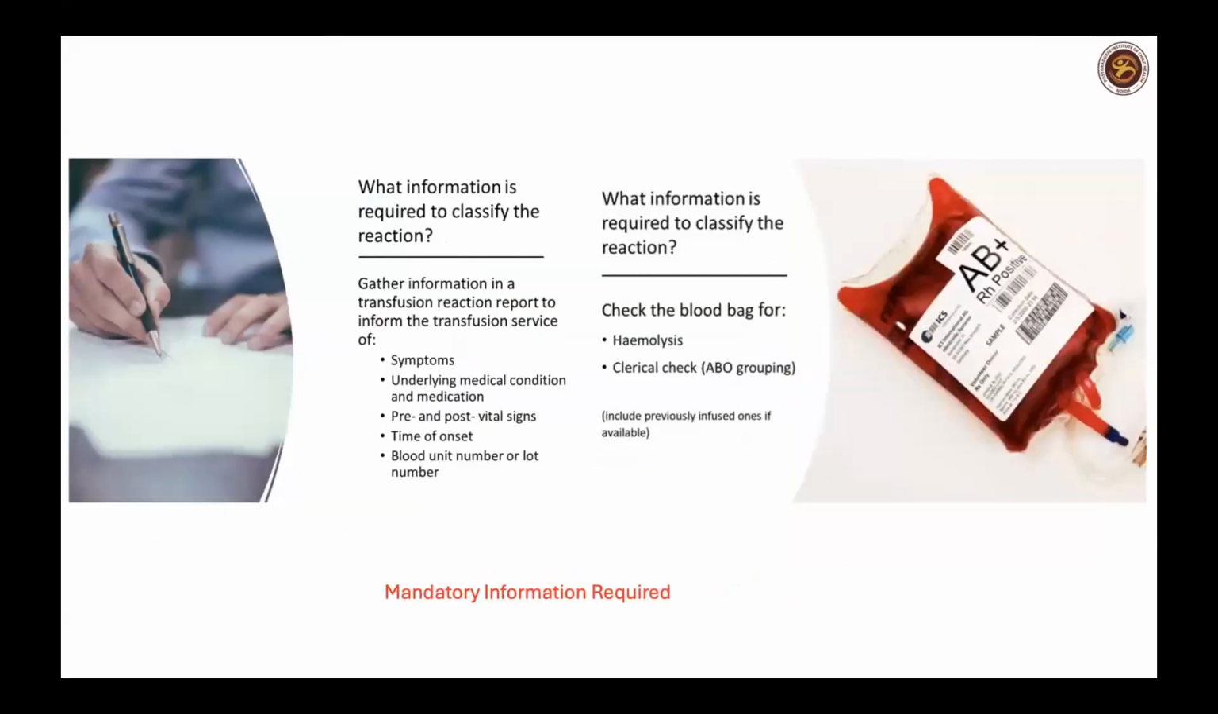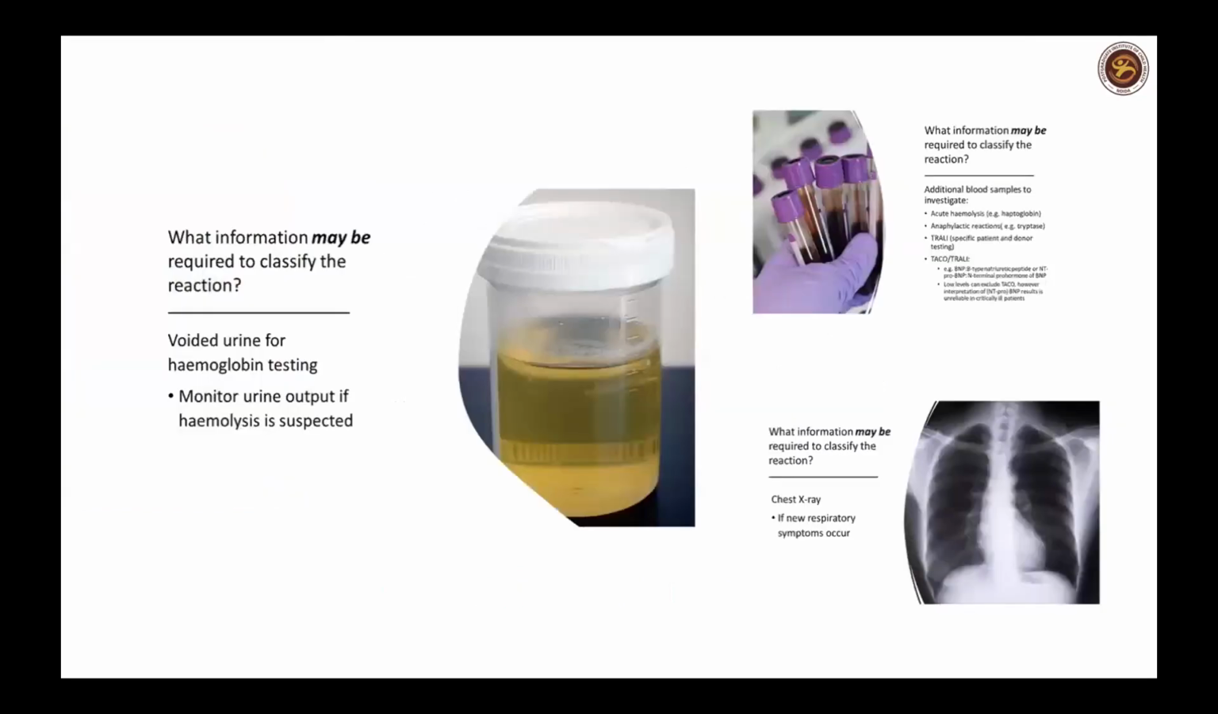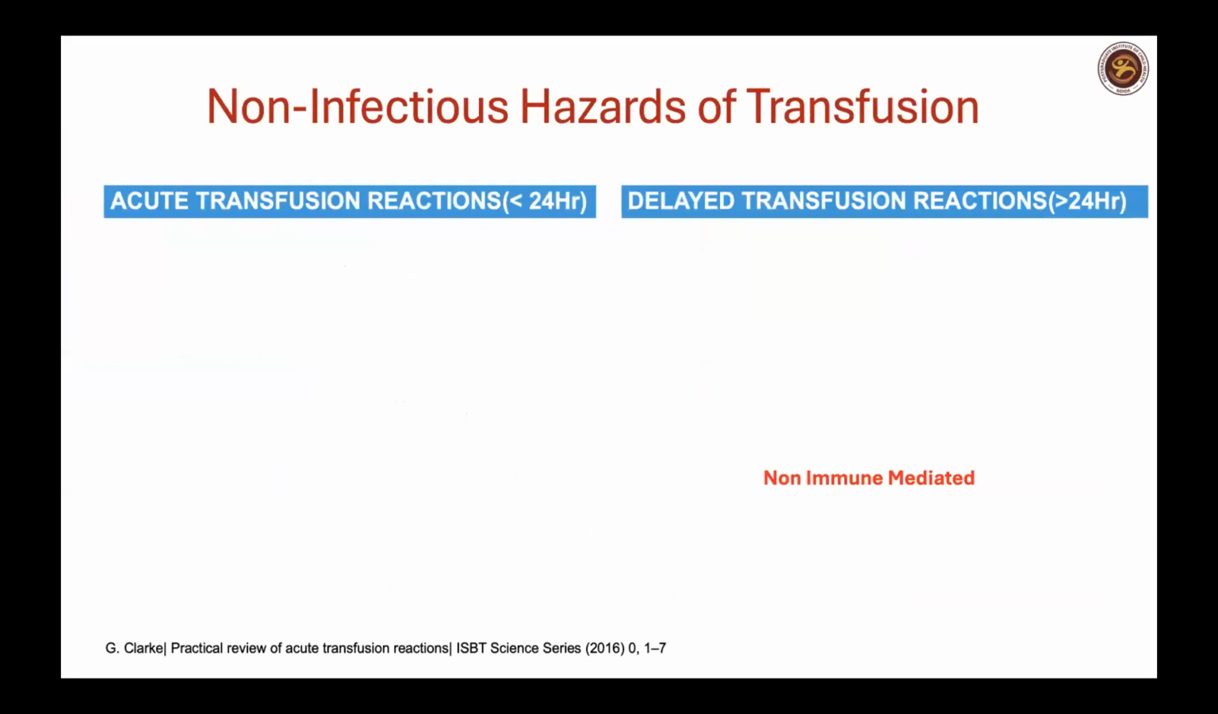When we pick up a transfusion reaction, we have to keep note of symptoms and pre and post vitals. We have to check for hemolysis, and send back the bag and the sample to check for ABO grouping. We even do DCT testing and visual inspection of the bag. Another sample from the patient's separate IV line is sent for bacterial culture to see if there has been a bacterial introduction in the bloodline. Urine and some more samples for investigating hemolysis, and a chest X-ray can also be sent to classify this transfusion reaction. So very broadly, I'll just go back again to the acute transfusion reactions.